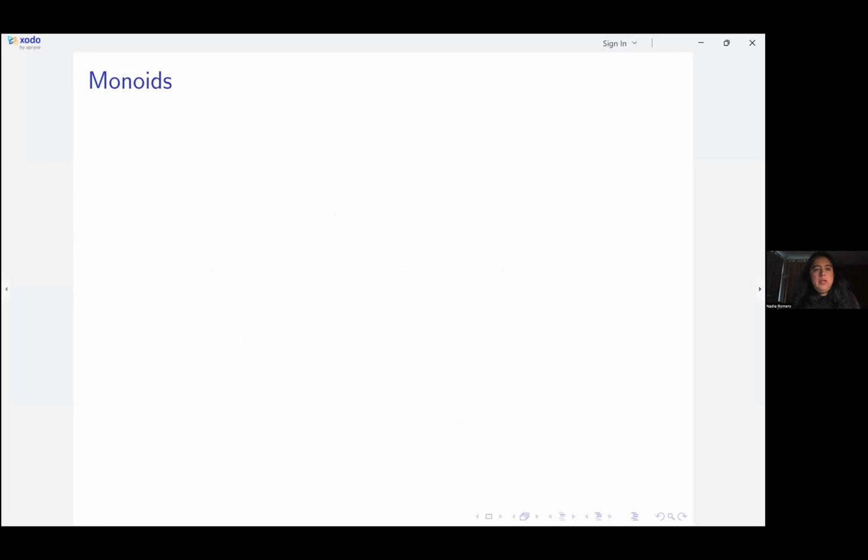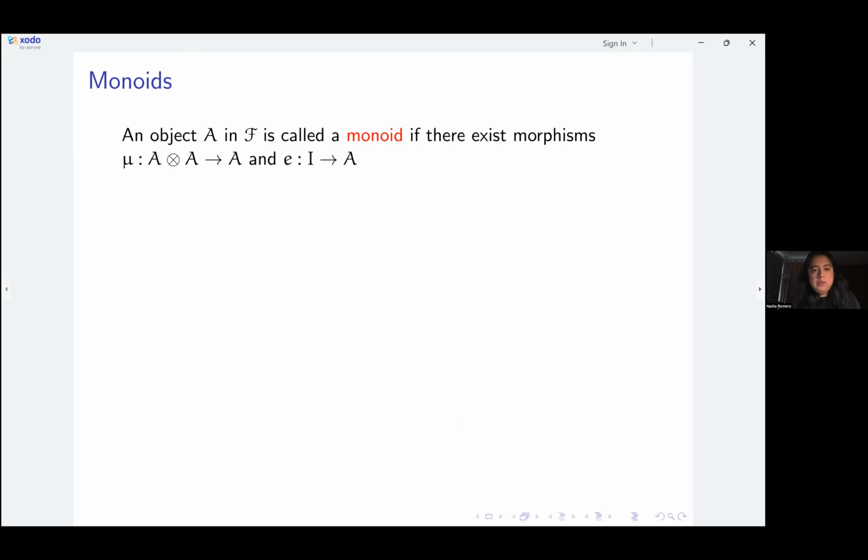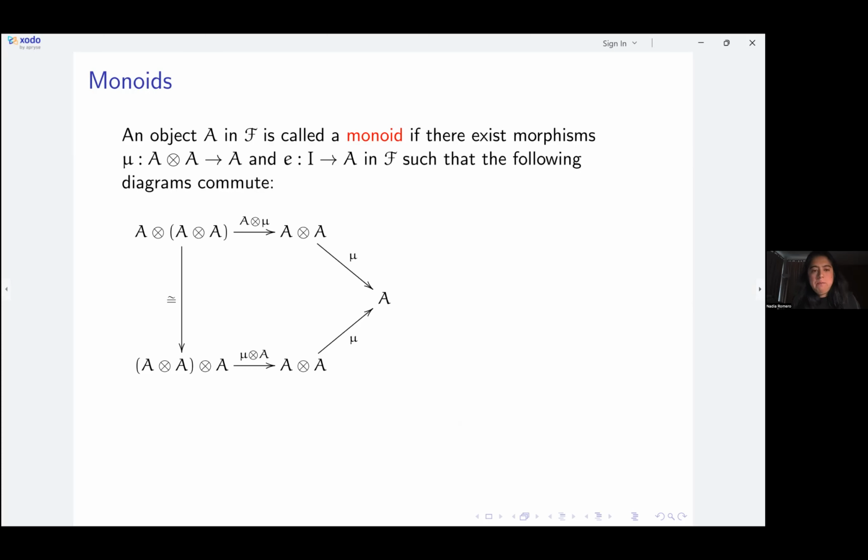So when we were working on these monoidal categories, we can define what are called monoids. A monoid, an object in F, is called a monoid if we have a morphism mu that we can see as a product in A, and we have a morphism E that we can see as an identity that satisfy the following diagrams. The first diagram is saying essentially that this product mu is associative.